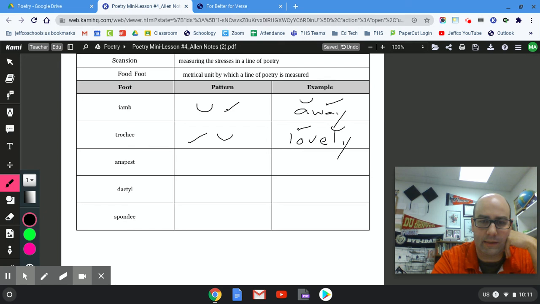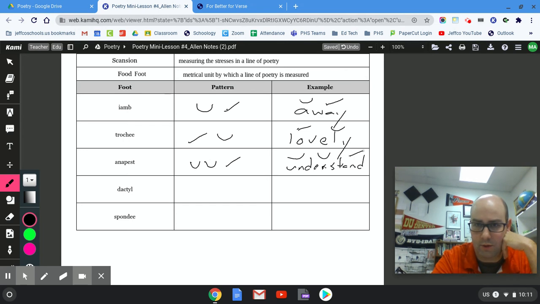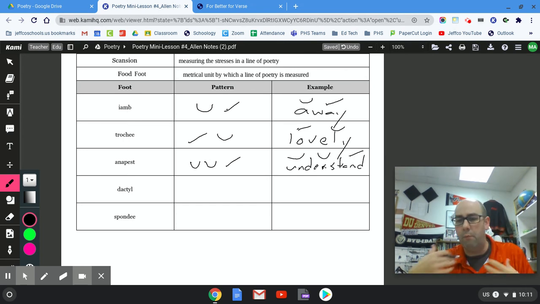Anapest is a 3-syllable foot. So it's unstressed, unstressed, stressed. And the example we're going to give is understand. Understand. And we have unstressed, unstressed, stressed. Understand, right? We put more emphasis on the end of that word, understand.